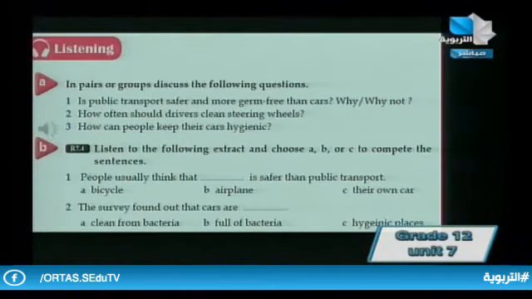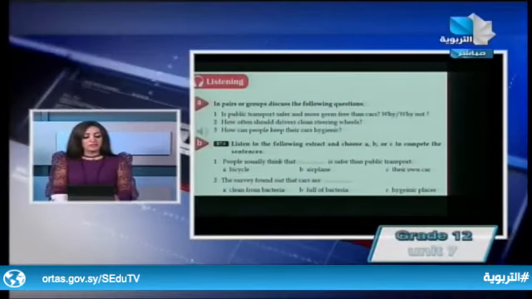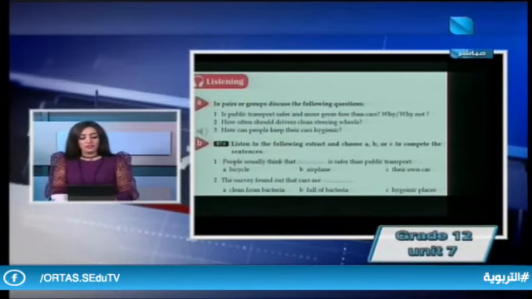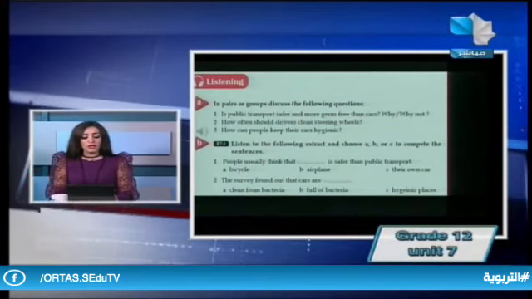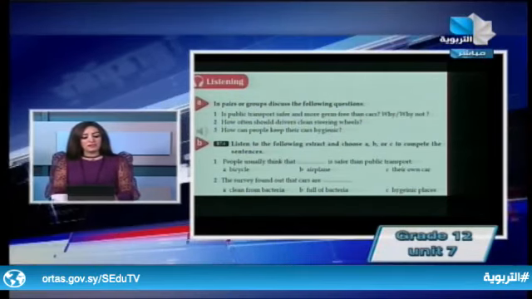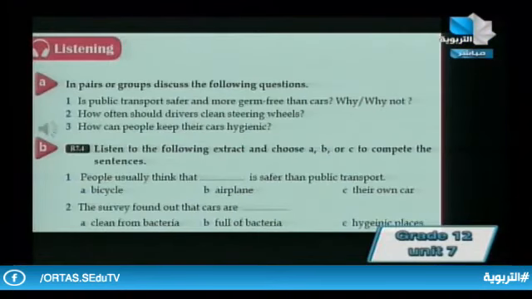Here we've got as a pre-listening stage, in pairs or groups discuss the following questions, preparing the students for the coming extract. One, is public transport safer and more germ-free than cars? Why or why not? Two, how often should drivers clean steering wheels? Three, how can people keep their cars hygienic? Now, students here should listen to the extract for the first time.